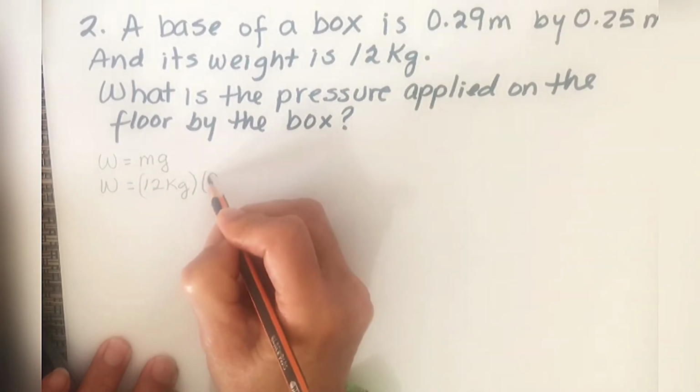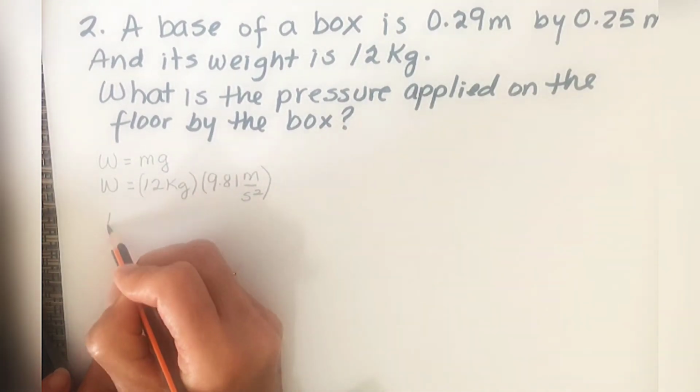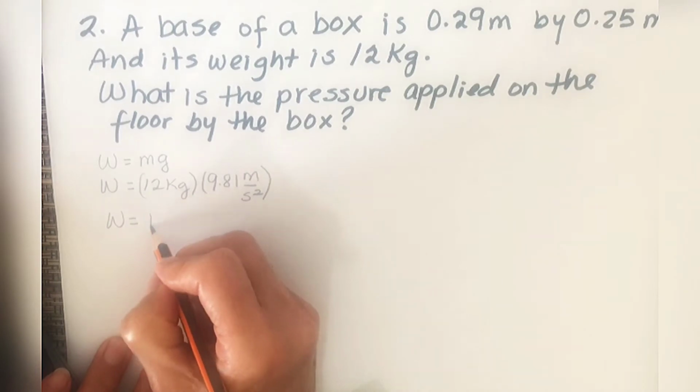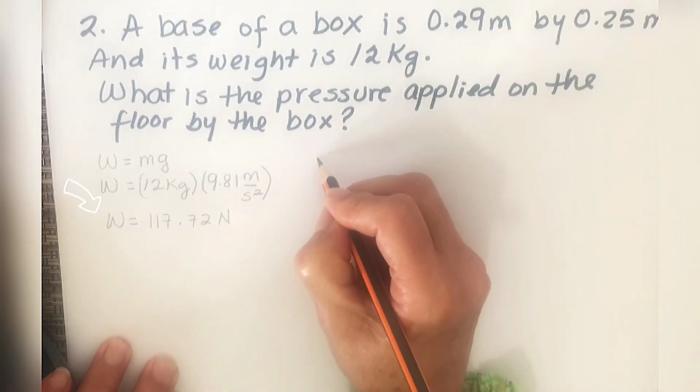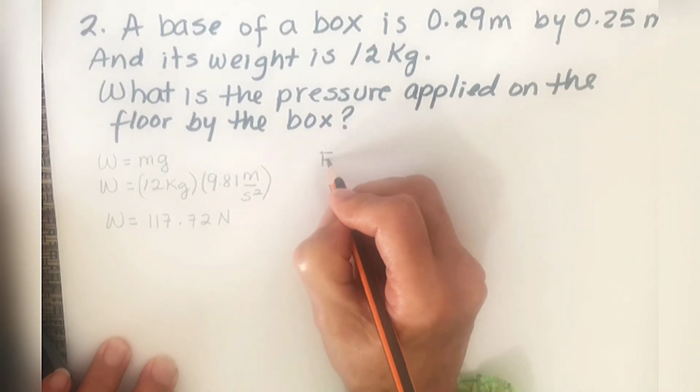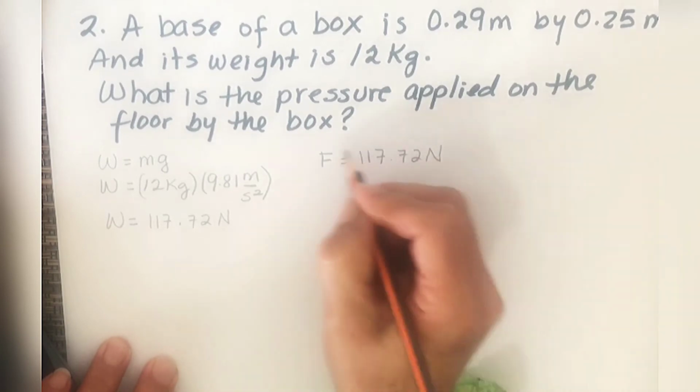Weight equals 12 kilograms times 9.81 meters over a square second. And we will obtain 117.72 newtons of weight. This is the value of force because weight is a type of force.